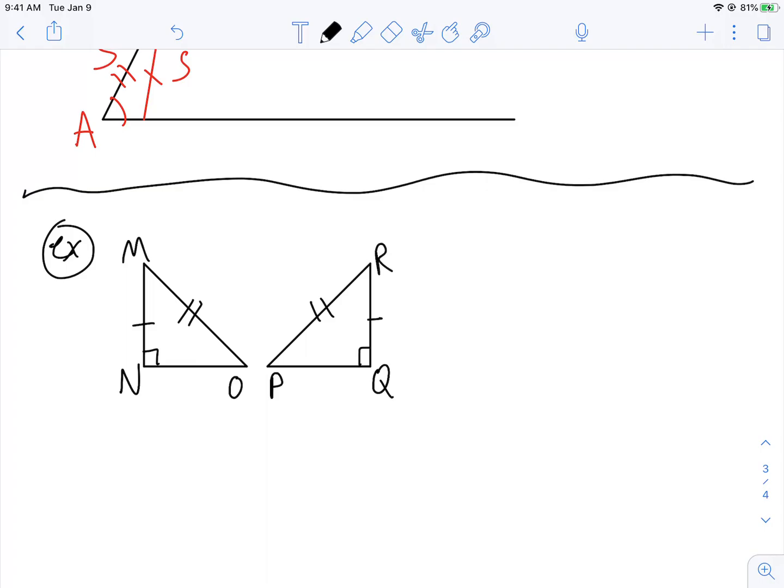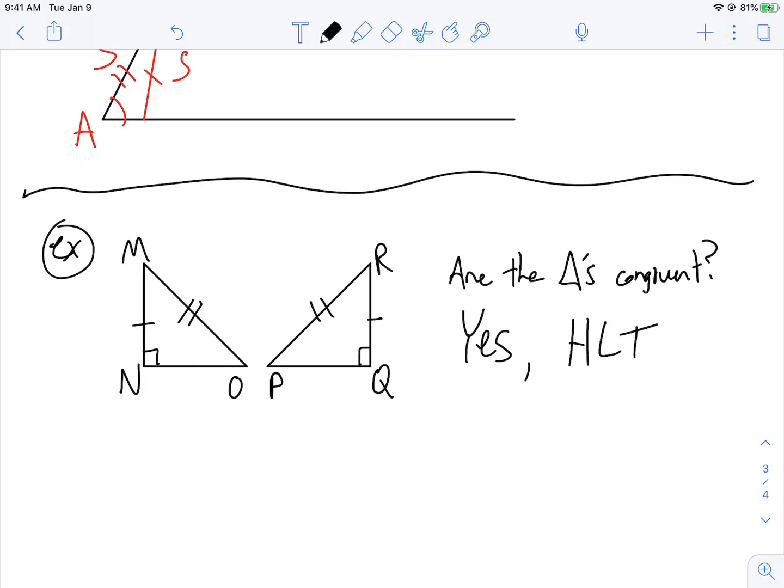Okay, so the question being, are the two triangles congruent? And I'm not going to ask a poll because obviously they're not working. So in chat, give me a yes or no. Are the two triangles congruent? And then if they are, how do we know? So I've got lots of yeses. The reason why is HLT.